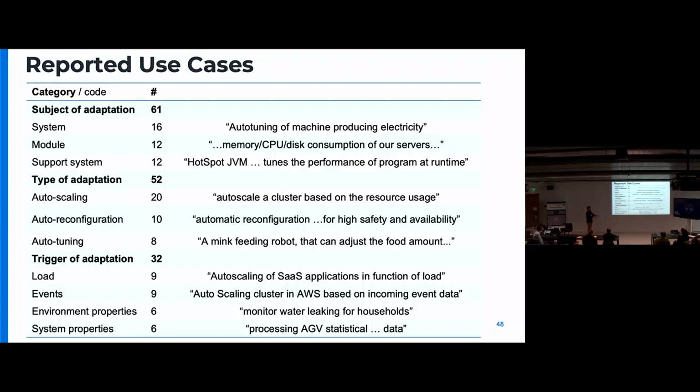that the robot gives. And then again, what was the trigger of adaptation? They mentioned, okay, loads, different events, environment properties and system properties. That was nice for us because we said, okay, our categorization of uncertainty is probably good. It can encompass different aspects. So, okay, this is ongoing.